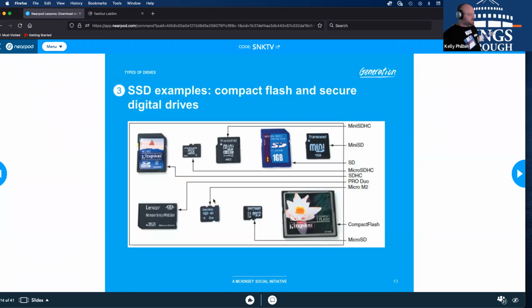But different form factors, which again, what does form factor mean? What's that a fancy way of saying? Different shape. Size and shape. Size and shape.